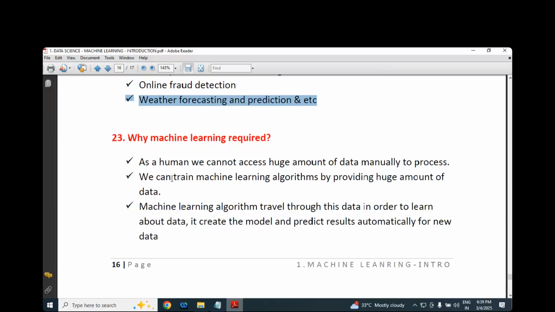Listen carefully. Daniel, why is machine learning required? As humans, we cannot access a huge amount of data manually, sir. Imagine if it is 5 records or 10 records, we can access them. We cannot access a huge amount of data. So we can train a machine learning algorithm by providing a huge amount of data. Once you train the algorithm to travel through this data to learn about it, it can create a model and predict results automatically for future data.